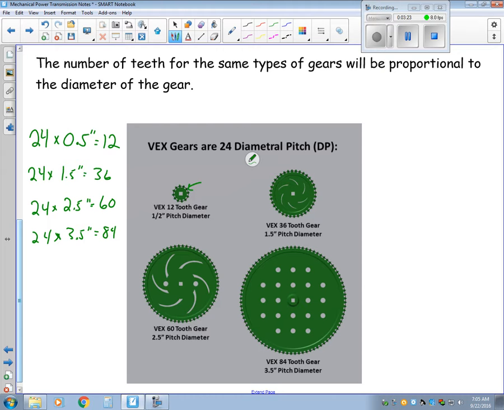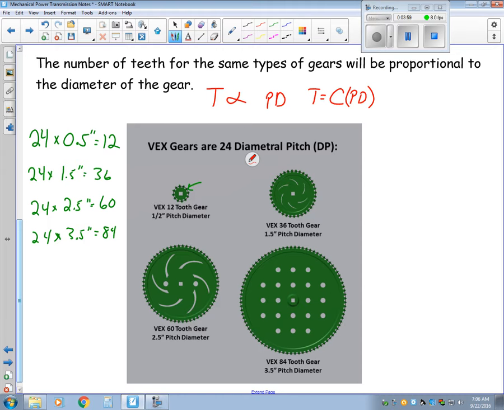So basically, going back to this idea of proportionality, the number of teeth is proportional to the pitch diameter. Whenever you see something that's proportional, that means that it equals some constant times that other quantity. And that constant then is the diameter pitch.